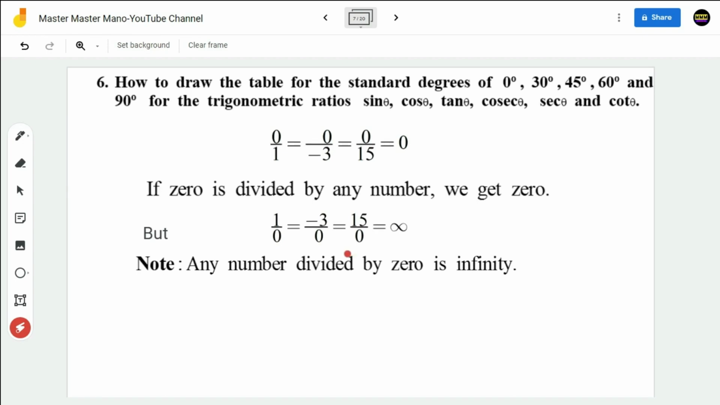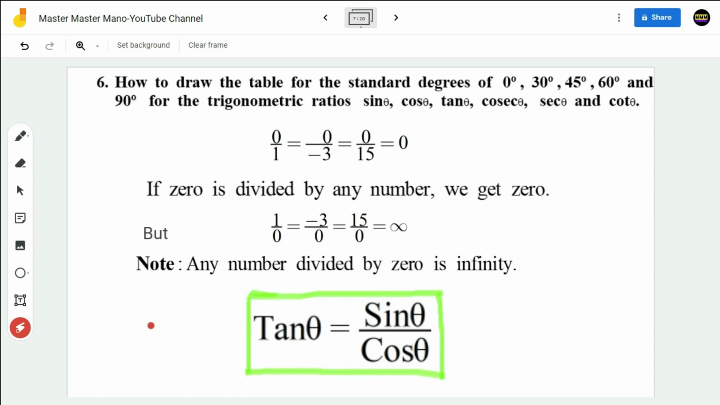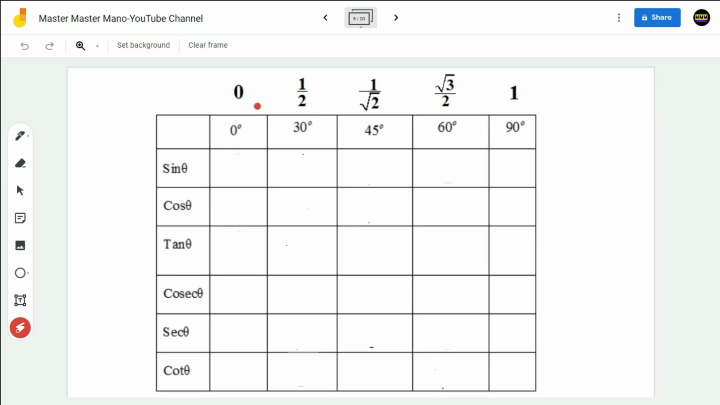The new thing we learn here is that a number divided by 0 is infinity, because we are going to use this infinity in the formation of the trigonometric table. Further, we have to keep in mind that tan theta can be written as sin theta by cos theta. It will be easy for us to form the trigonometric table if we memorize the values 0, 1 by 2, 1 by root 2, root 3 by 2 and 1 in this order. After memorizing these values in this order, we have to write the trigonometric table.